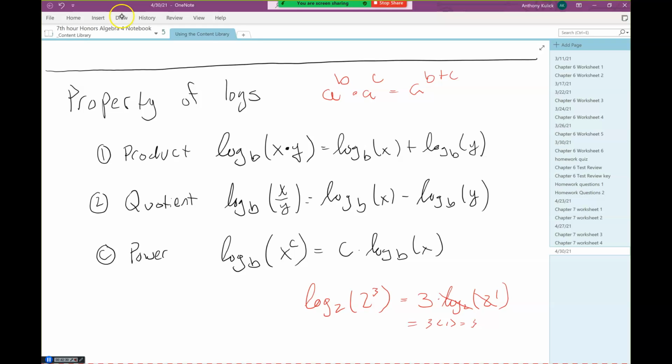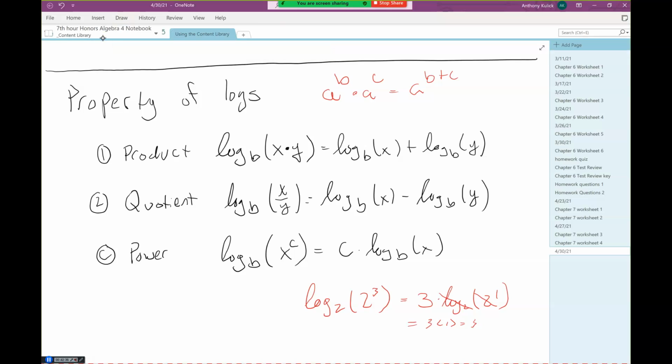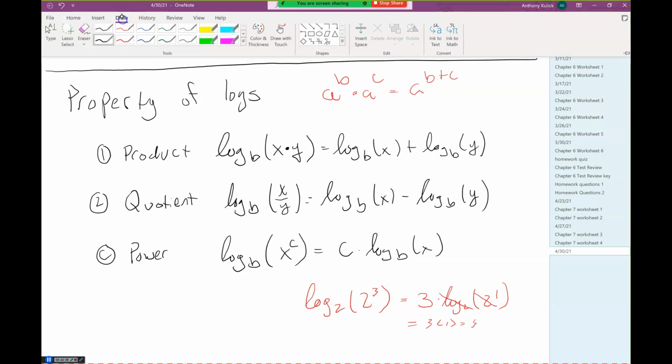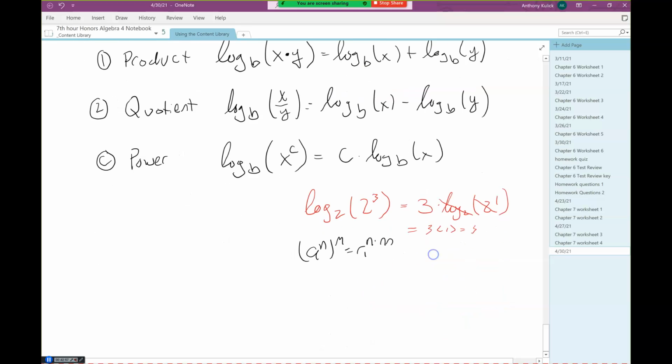That's just kind of an aside there. Again, some of these properties look kind of strange. I just want to connect them to you. This one, the power property, FYI, is basically equivalent to that exponent of an exponent property. That's the one you'd use in order to prove that. It's a little bit more difficult because of the exponent of an exponent situation going on there, but it's not too bad.